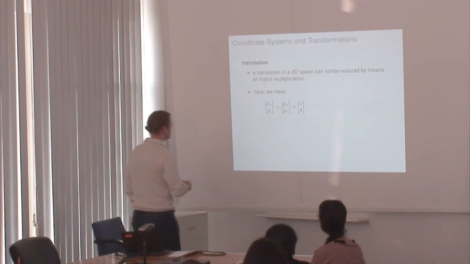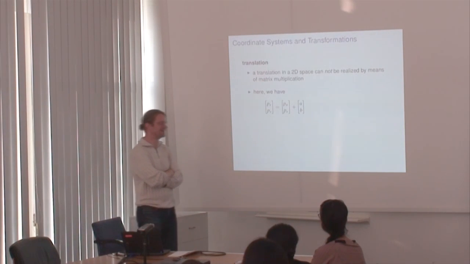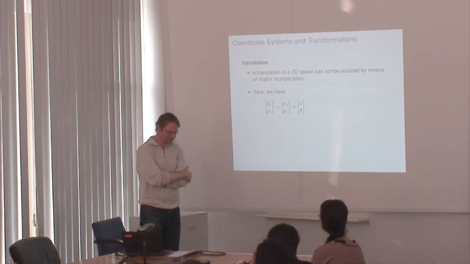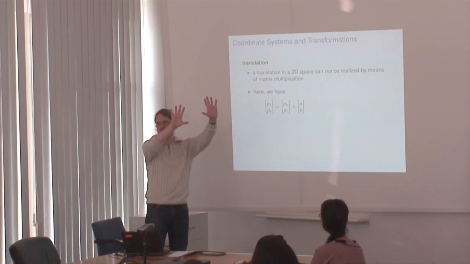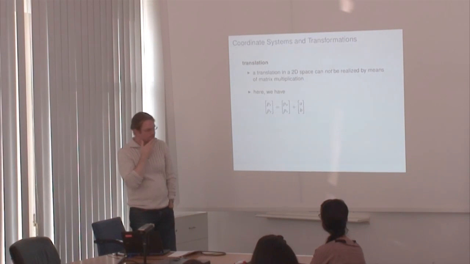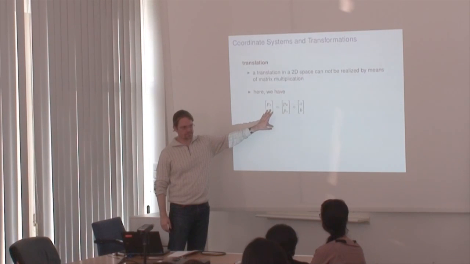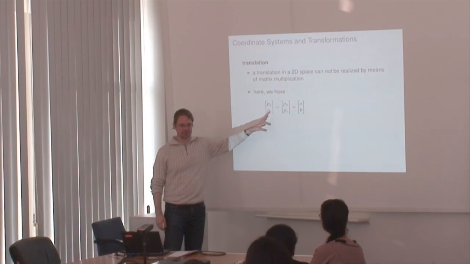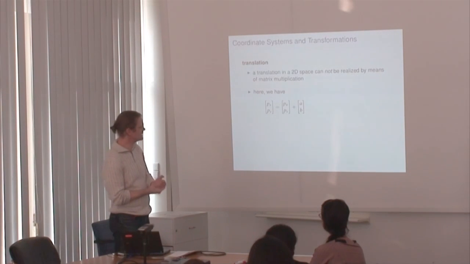And finally, I should switch the order of these slides. I said that affine transformations also include translations, moving something from here to say here. And a translation can be expressed like this. But this is not a matrix multiplication. And it's not linear.